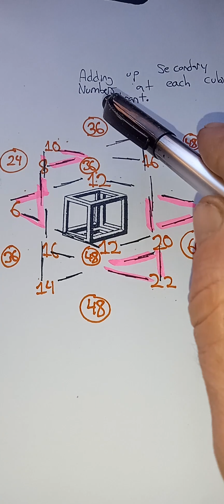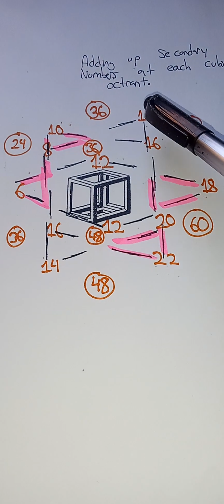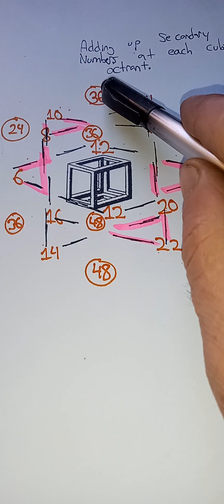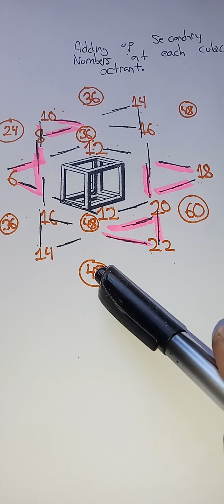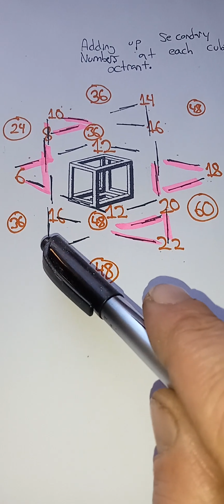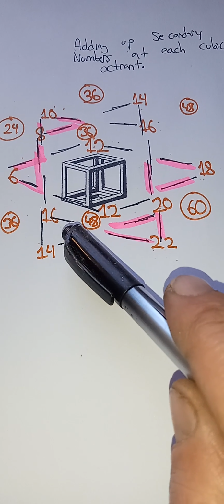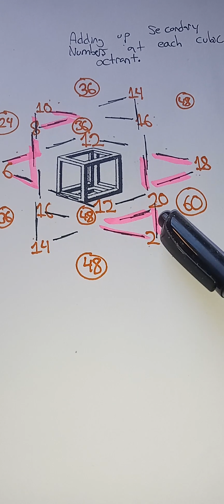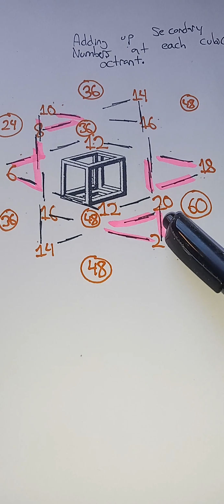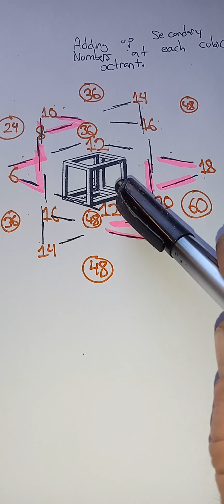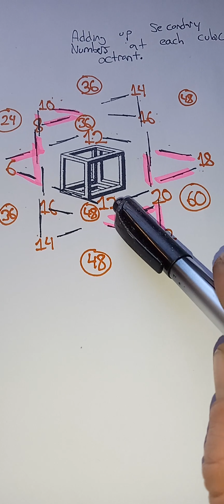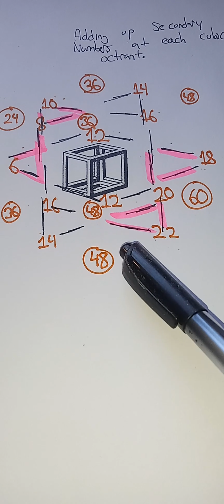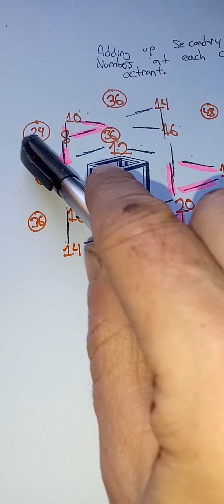So you add up the numbers. In the back here is 10 plus 14 plus 12 is 36. In the front bottom here is 14 plus 14 plus 22 plus 12, I believe, is 48. Yeah, 48.